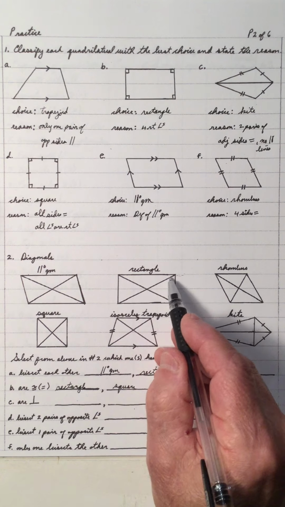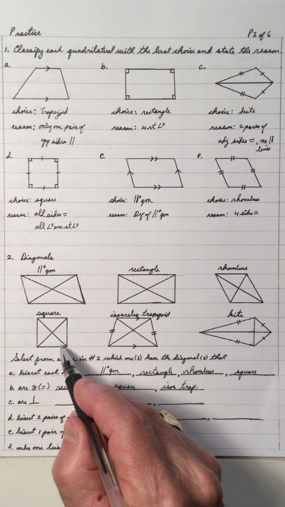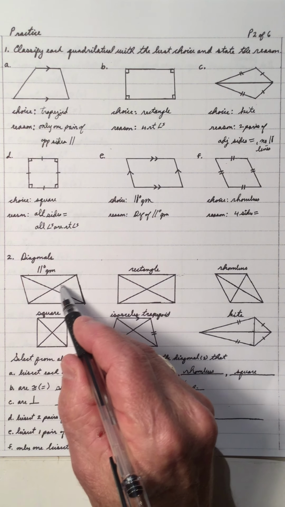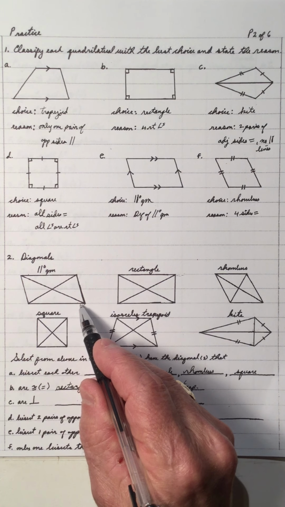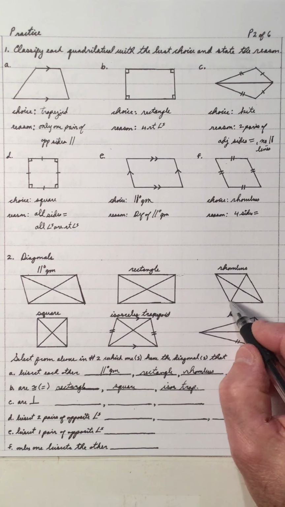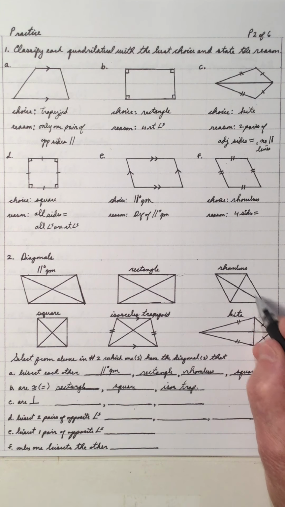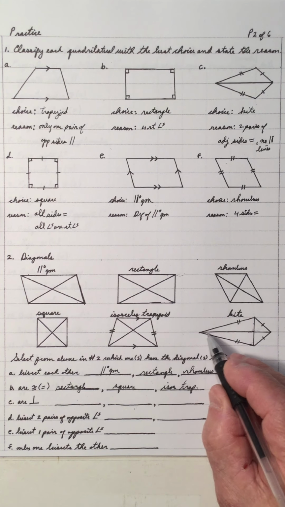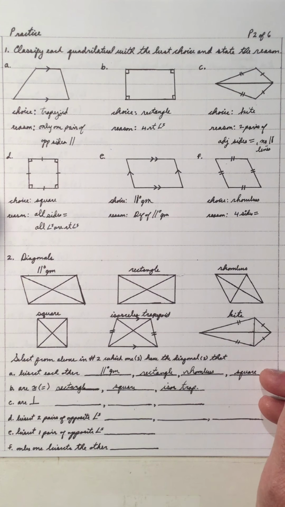So in a rectangle, the diagonals are congruent. In a square, the diagonals are congruent. But the diagonals are not congruent or equal in a parallelogram or in a rhombus. You can see that this diagonal is longer than this one, and this one here is longer than this one, so they're not congruent.